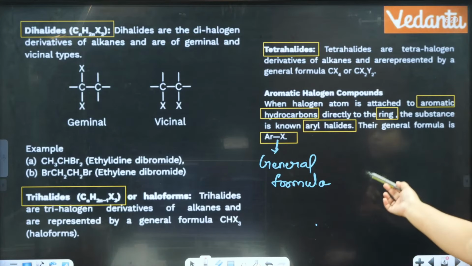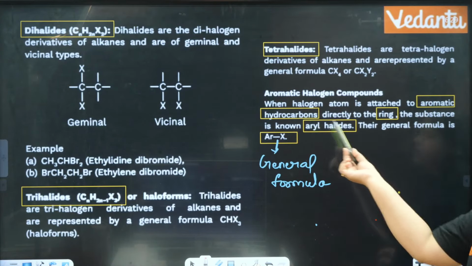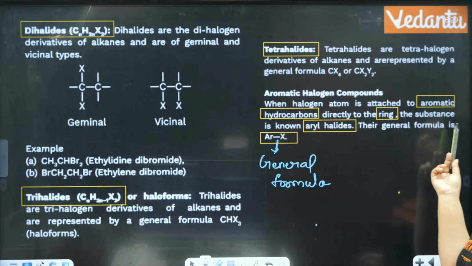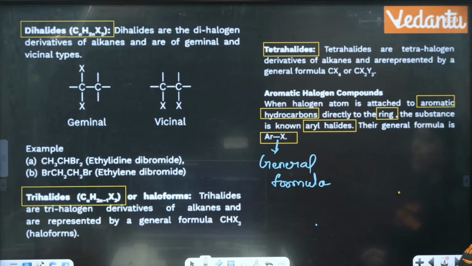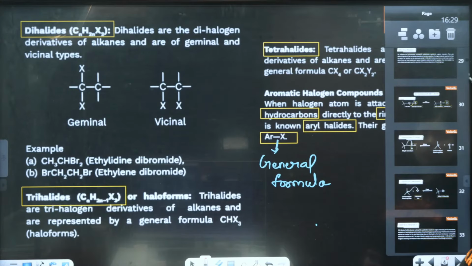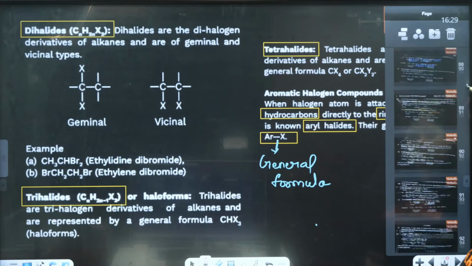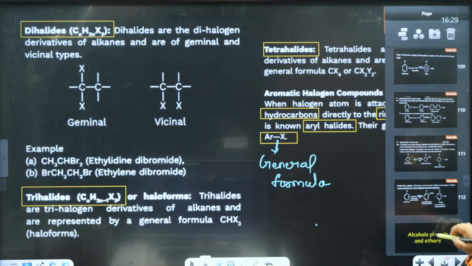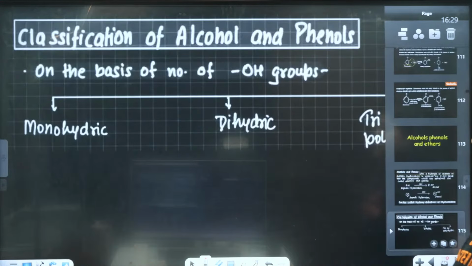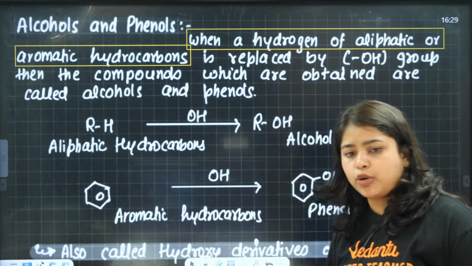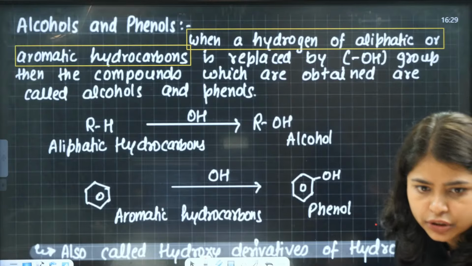How aromatic halogen compounds are formed: aromatic hydrocarbons form a ring directly, and when a halogen attaches, the substance formed is the aryl halide, also called ArX. Do you understand how the aromatic ring is formed with the help of halogen? Done. Next, now you know how aliphatic and aromatic compounds are formed. Clear?